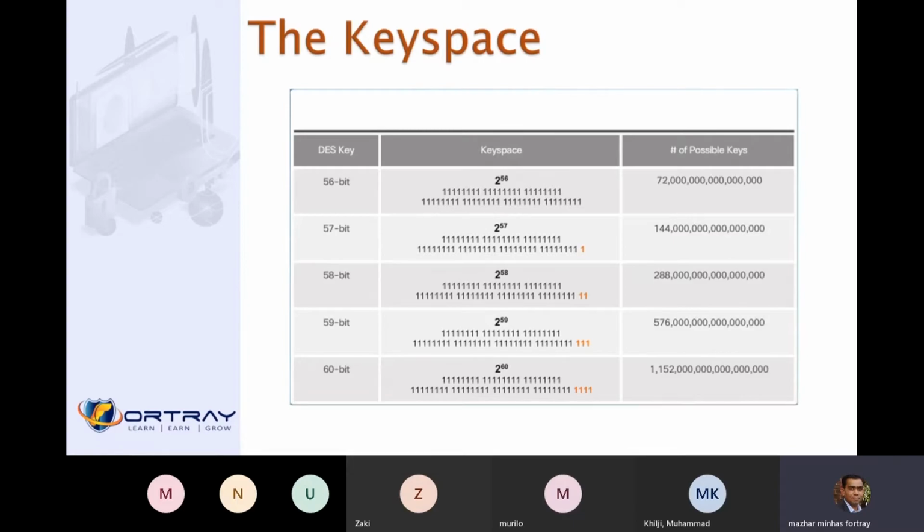So when we say, for example, DES, we use DES for encryption. 56-bit means 2 raised to the power 56, which is 72 quadrillion possible keys. So these are the possible keys that can be generated using this key length.